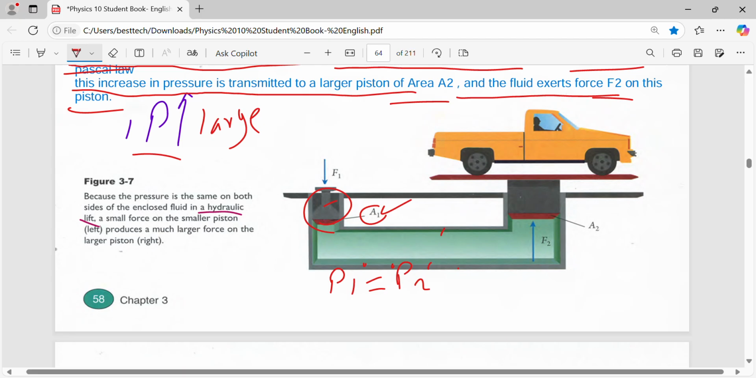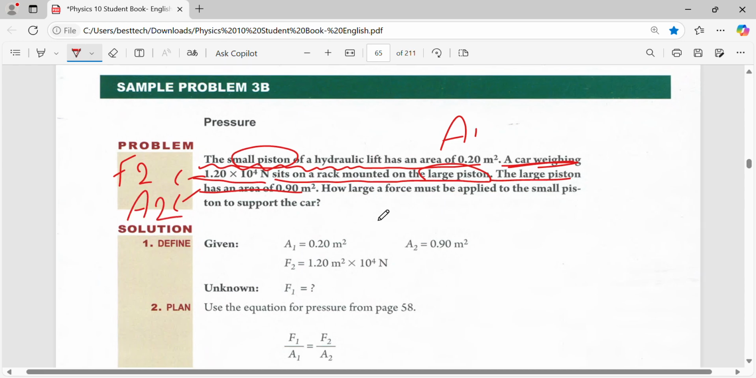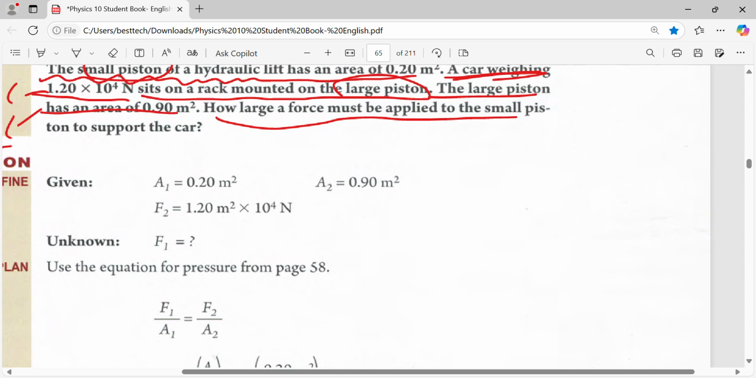All the time, the position of the car is on the second piston, so you have F2 and A2. This force is force number 2. And the large piston has an area, meaning area number 2. How large a force must be applied? The applied force is always on the first piston, so we need to find force number 1.